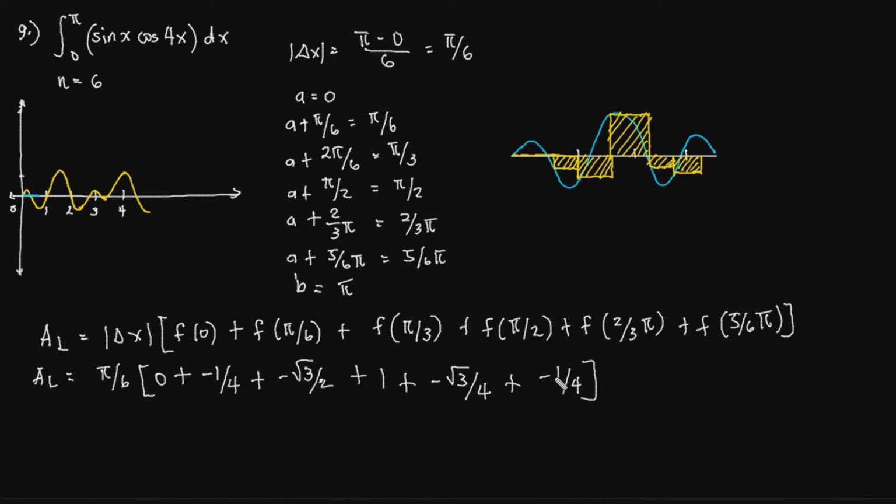So, by the way, may mali ako dito ng solve, I think. This one is supposed to be over 4. So, kasi 0 yung f of 0, pi over 6 is negative 1/4. So, yung pi over 3 should be negative square root of 3 over 4. Kasi kung mapapansin nyo, para siya nagre-reflect eh.